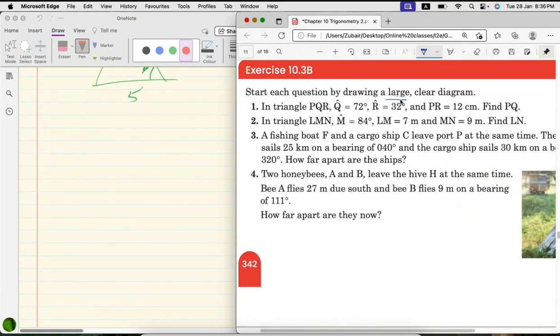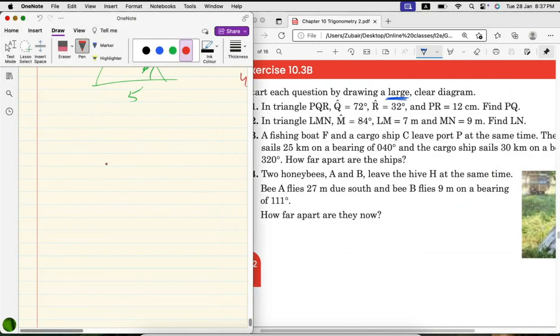And this is a very good suggestion. Always draw large so when you write angles, the lines and angles don't mix up. In triangle PQR, one is 32, other is 72.